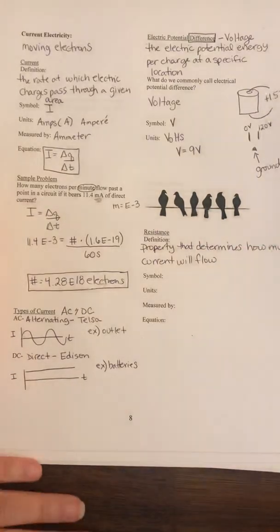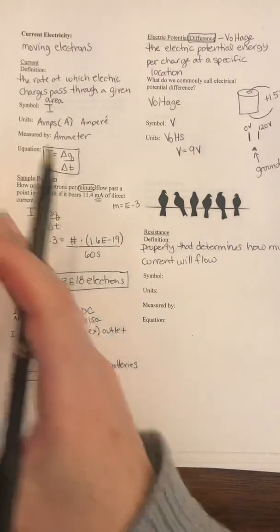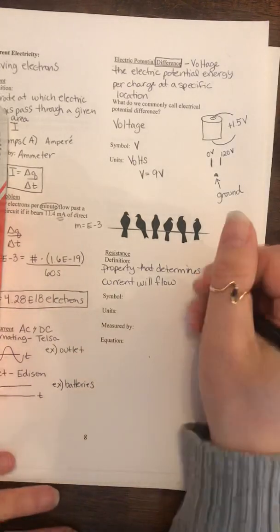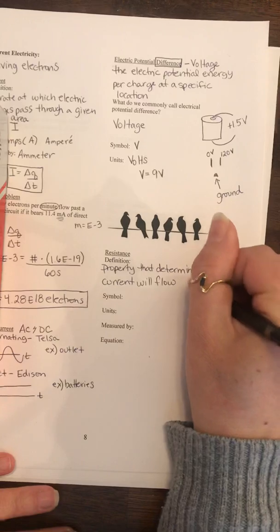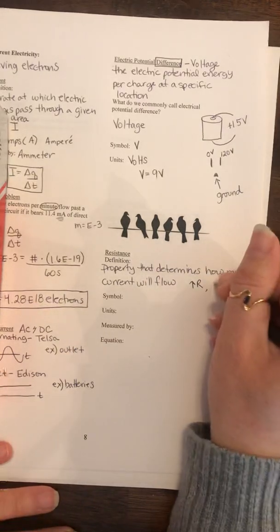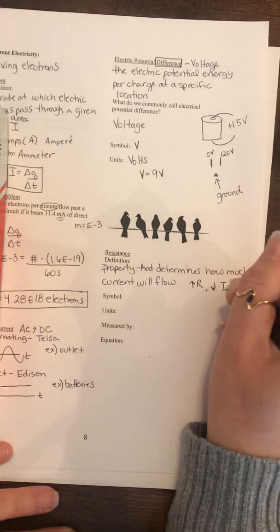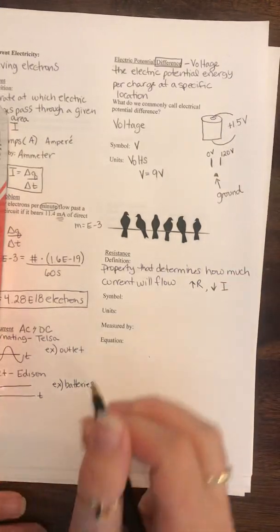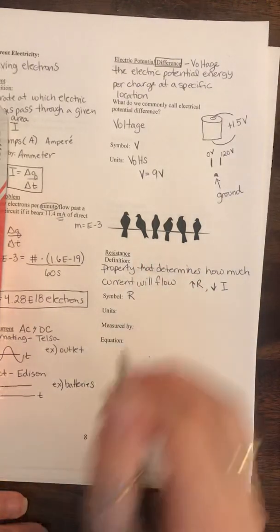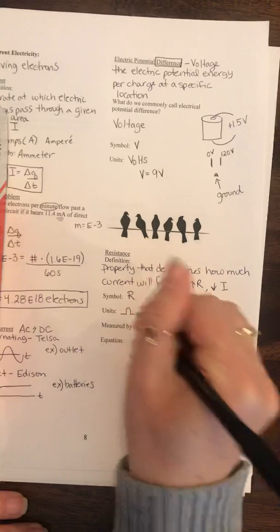So if you think back to current as a river, sorry, let me get this a little bit nicer. Okay, so if you think about current as a river, resistance is like a dam in the river. Okay, if I increase the resistance, I put a little dam in the river, what happens to the current? Well, it decreases.